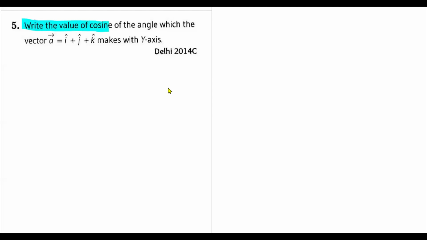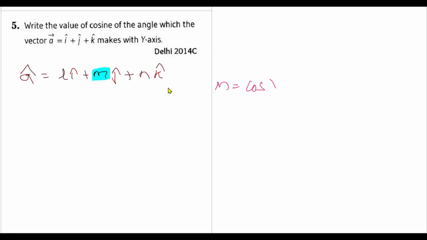In the next question, it says write the value of the cosine of the angle which this vector A makes with the y-axis. So first of all, what you know is that a unit vector is represented as Li plus Mj plus Nk cap, where L, M, N are the direction cosines. And if I talk about just M, M represents cos beta.